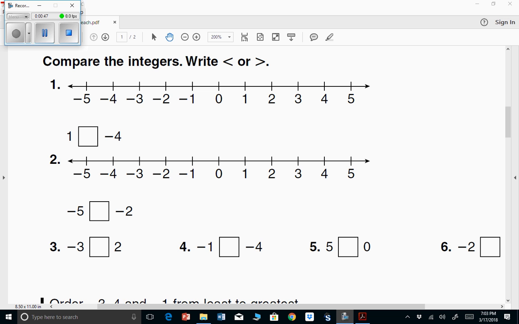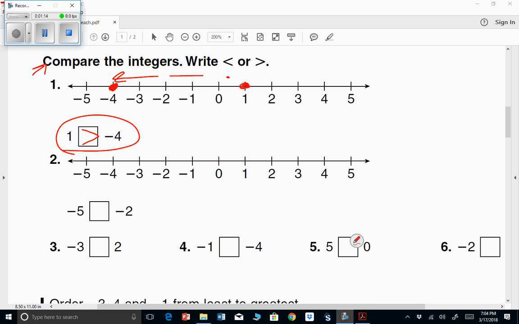So the directions say to compare the integers using greater than or less than signs. So here's our first problem, 1 and -4. Here's 1, here's -4. Since -4 is to the left of 1, -4 is the smaller number, so 1 is greater. 1 is greater than -4.